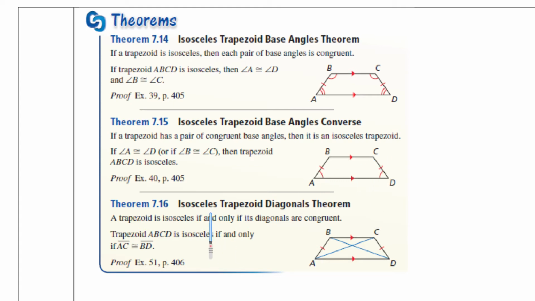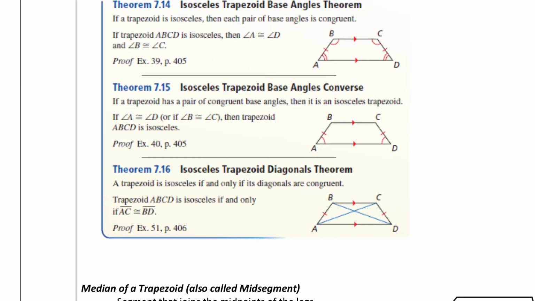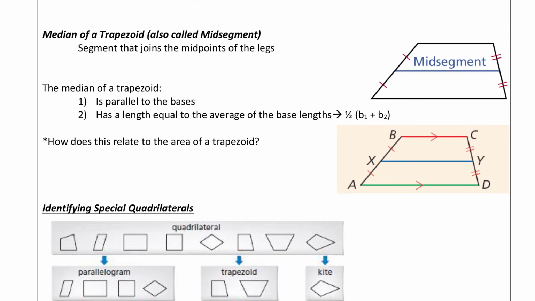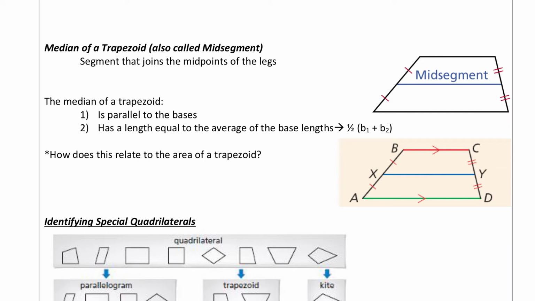And then one more thing to cover here, the isosceles trapezoid diagonals theorem. If you have an isosceles trapezoid, and it goes both ways, these diagonals will be congruent. So if the diagonals are congruent, then you have an isosceles trapezoid. This theorem is an if and only if theorem because it works both ways. A couple more things to cover here.